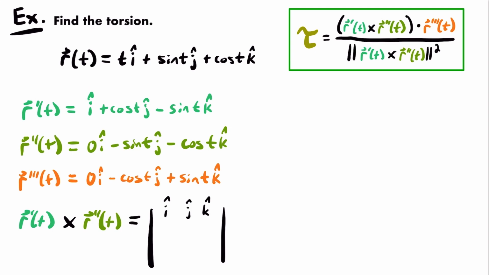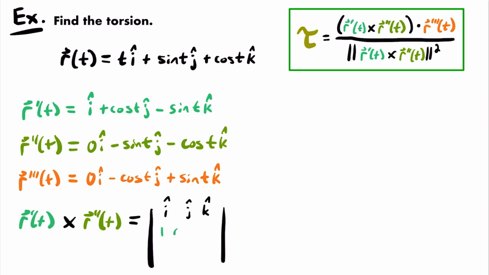Now, setting up the matrix, the middle row will be the components of r prime, and the bottom row will be the components of r double prime. So for r prime, that's 1, cosine t, and negative sine t, and for r double prime, that's 0, negative sine t, and negative cosine t.